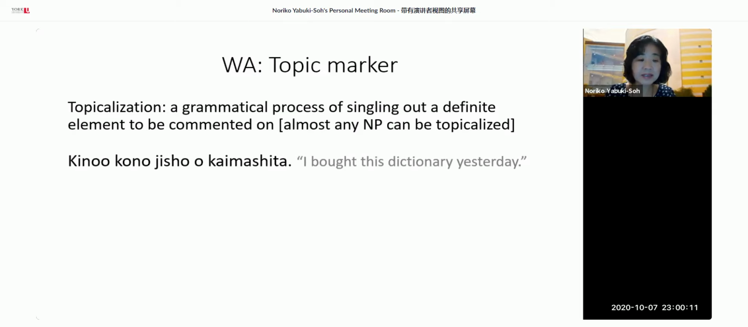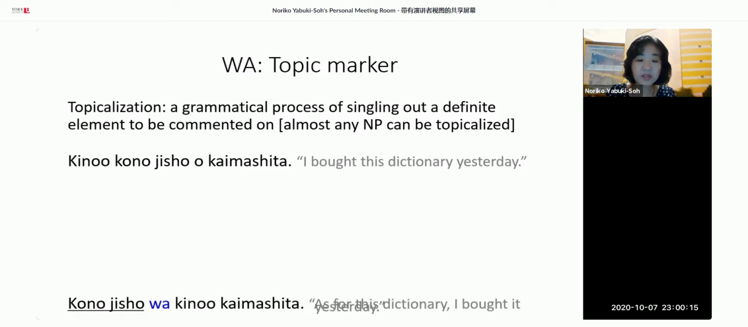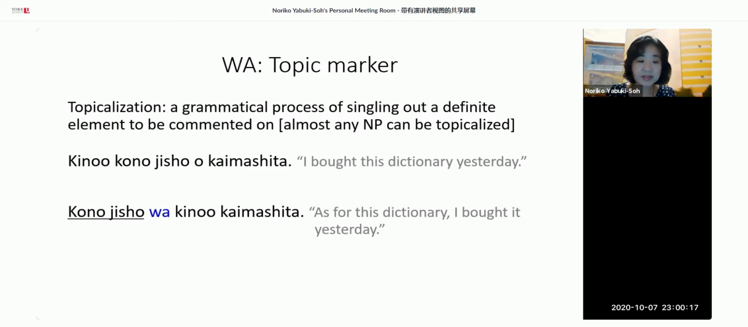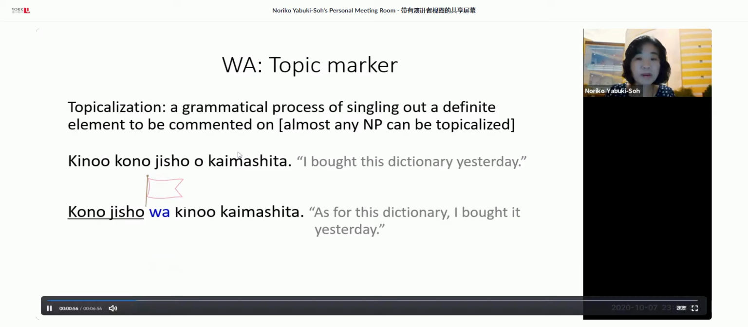Let's say someone said, 昨日この辞書を買いました. You can single out この辞書, this dictionary, as a definite element and comment on it. It is like the speaker waving a flag saying, hey, I'm going to talk about this dictionary that is sitting in front of us. この辞書は. What about it? I bought it yesterday.